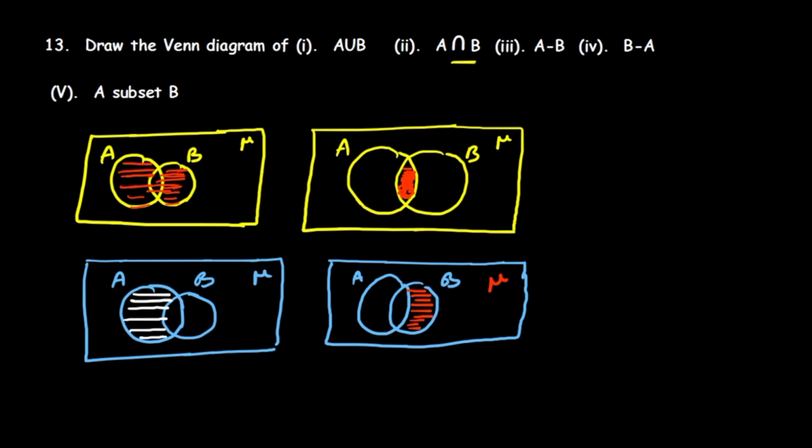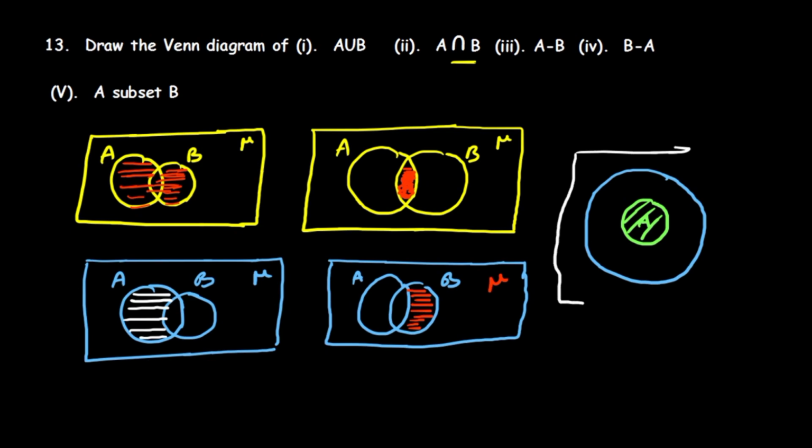The next one, A subset B. What is the meaning of A subset B? All the elements of set A are in set B, right? So this is set A. Okay, now I'm going to take set B like this. Now for this we can take a universal set, just like a universal set here. This is mu, okay, and here it is set B. So this is the meaning of A subset B. So these are the very important Venn diagrams.